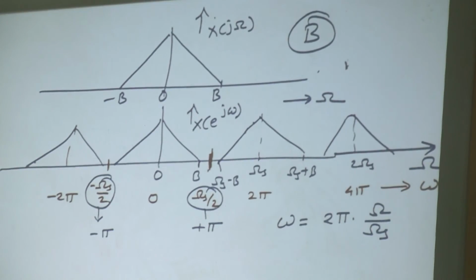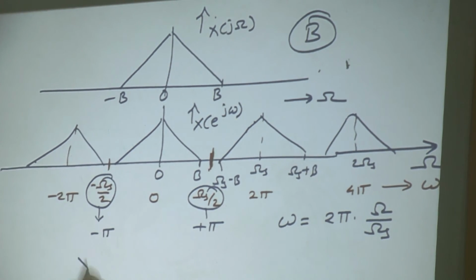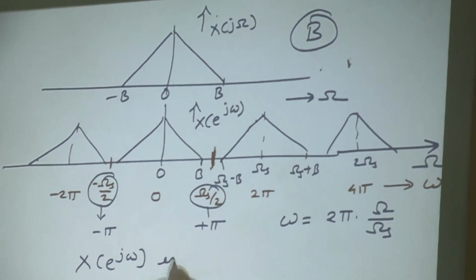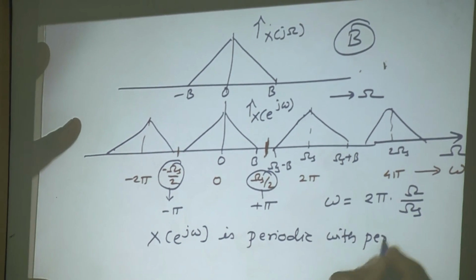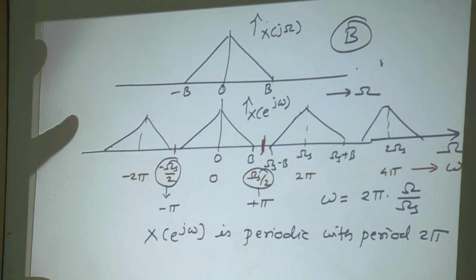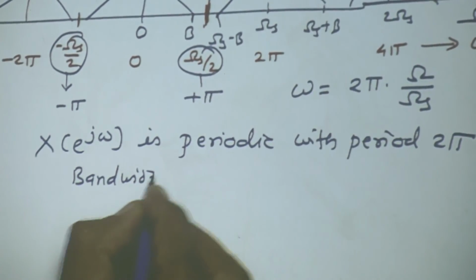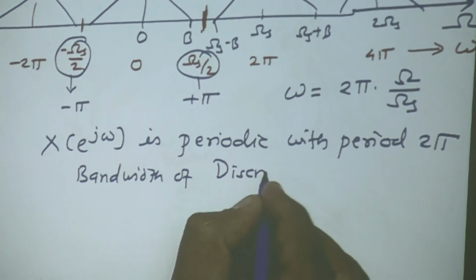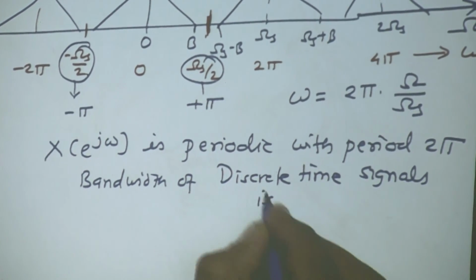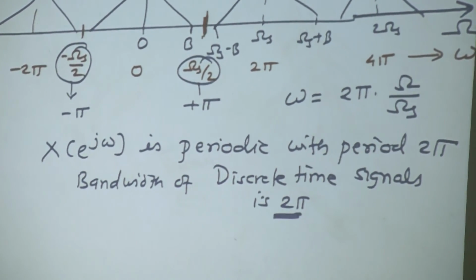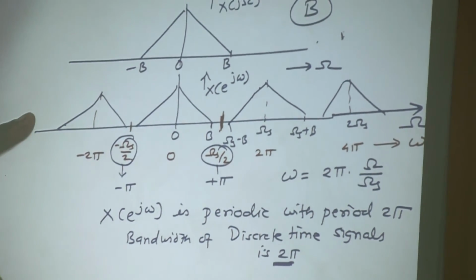Alright. So an important outcome of our discussion is that x of e to the power j omega is periodic with period 2 pi. Also, the bandwidth of discrete time signals is 2 pi. It is enough. Bandwidth of discrete time signals is 2 pi. A very important conclusion.